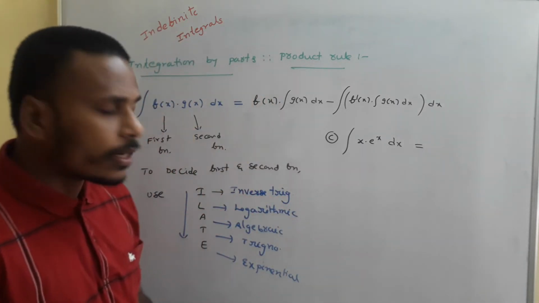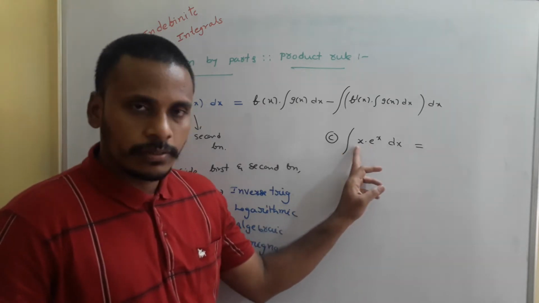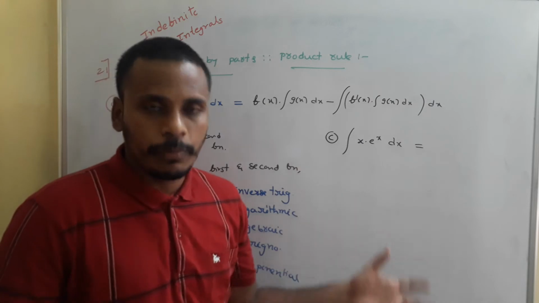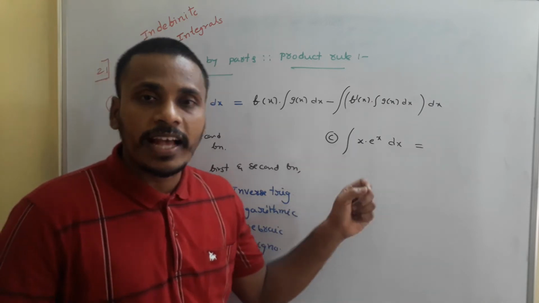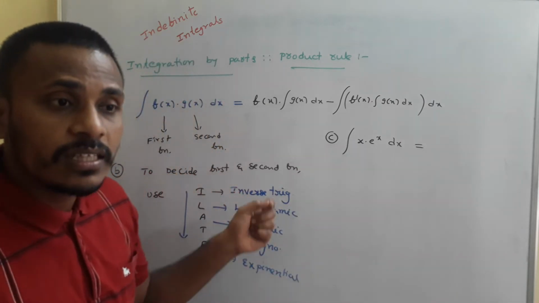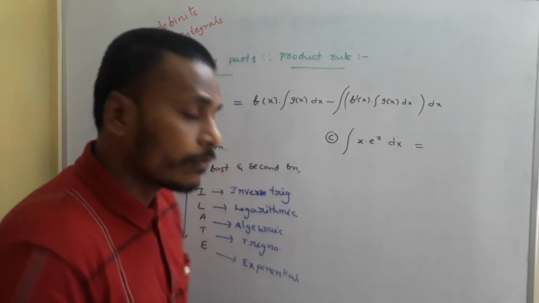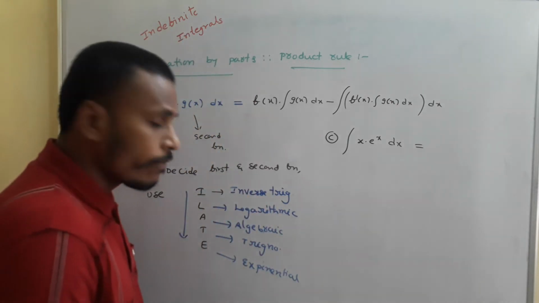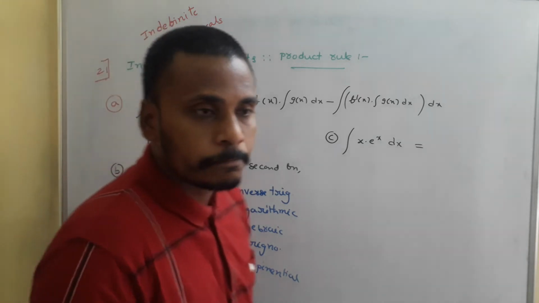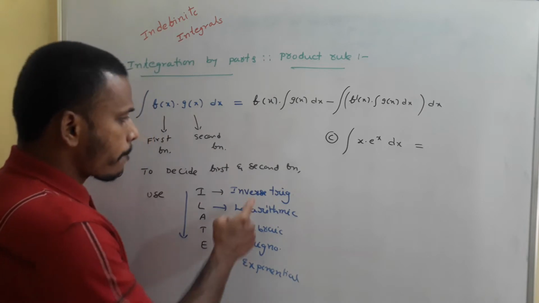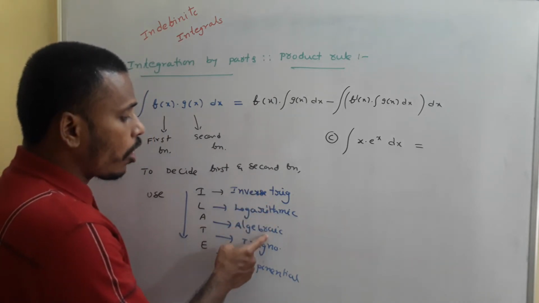So it is very clear. We have two functions. Product of two functions. So now to apply integration by parts, which one we need to take as first function and which one is the second function. Then to decide that first function and second function, you need to follow this particular order, right? And what is this order? In this order, see, inverse trigonometric, logarithmic, algebraic.